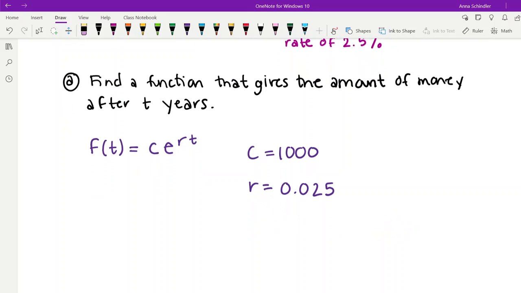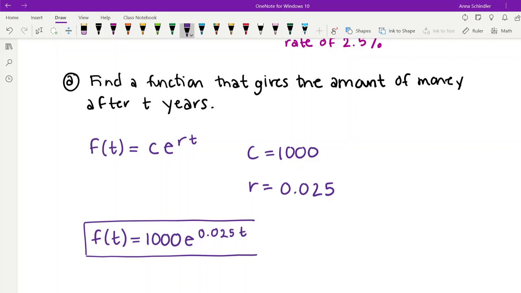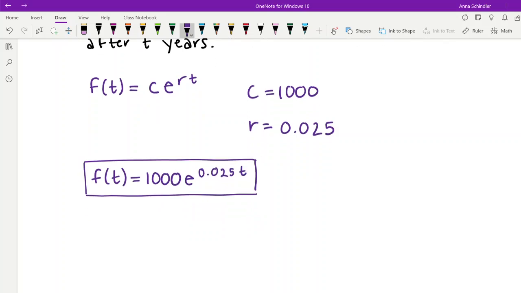Okay, so let's write our function. So this would be f of t is equal to 1,000. And I know I put the little multiplication symbol. You don't have to when you're multiplying with e. You can just write 1,000 e to the 0.025 t. So that is our function.